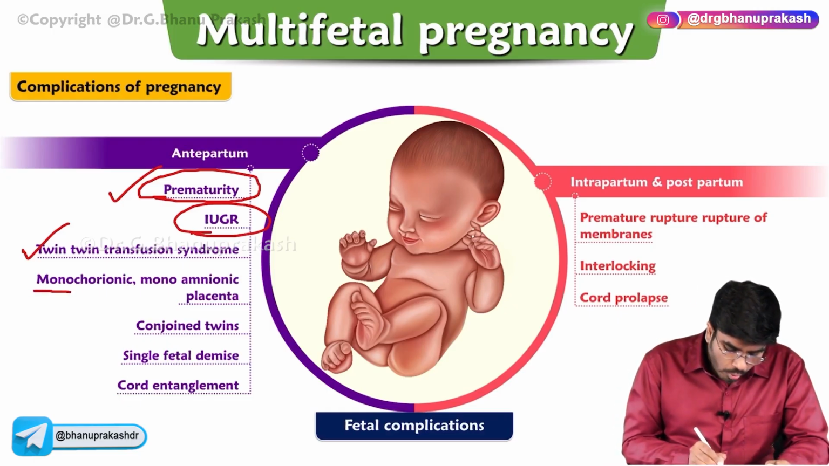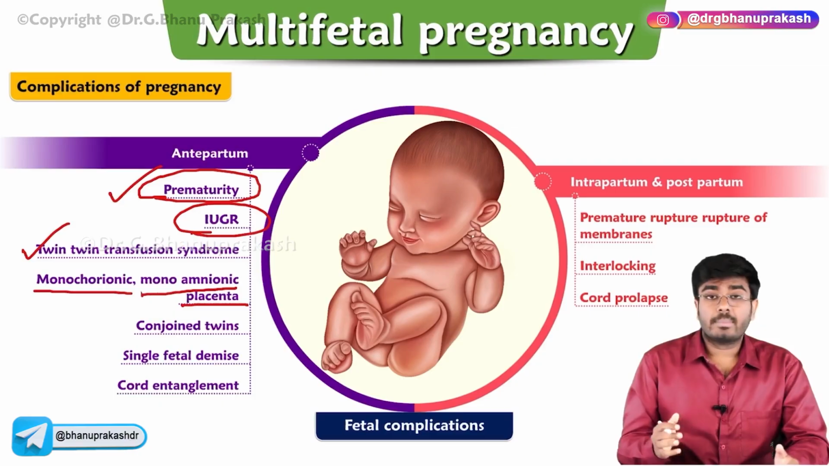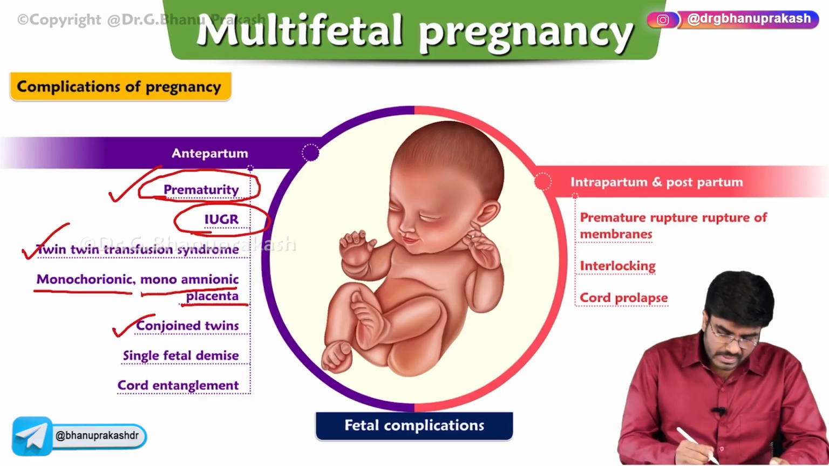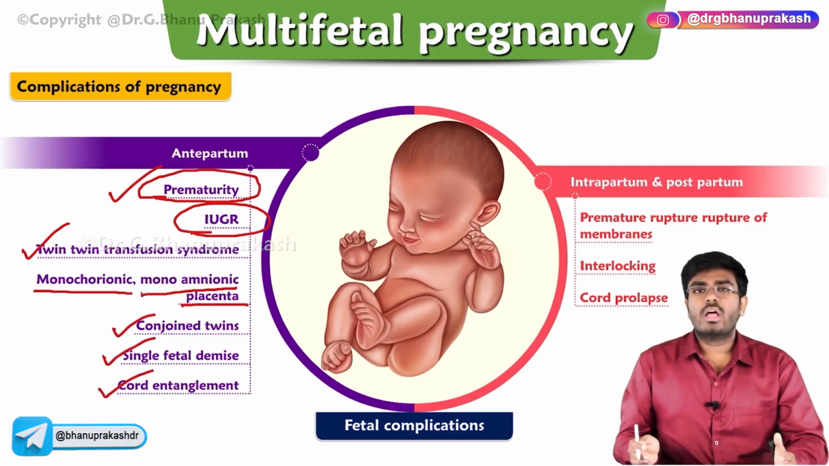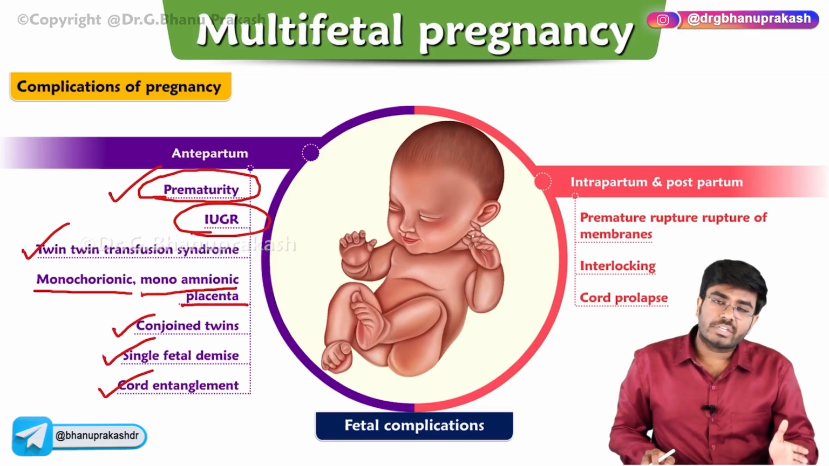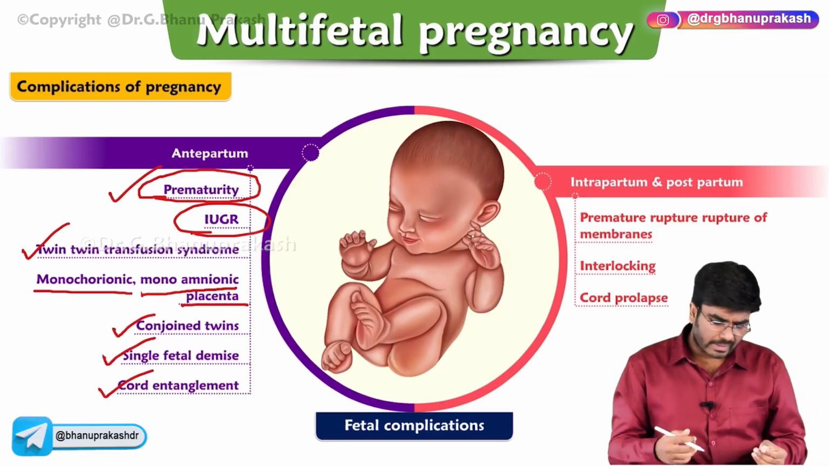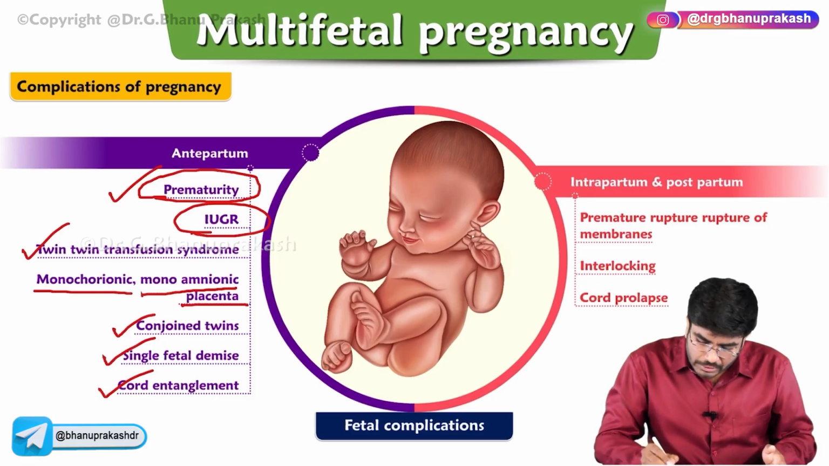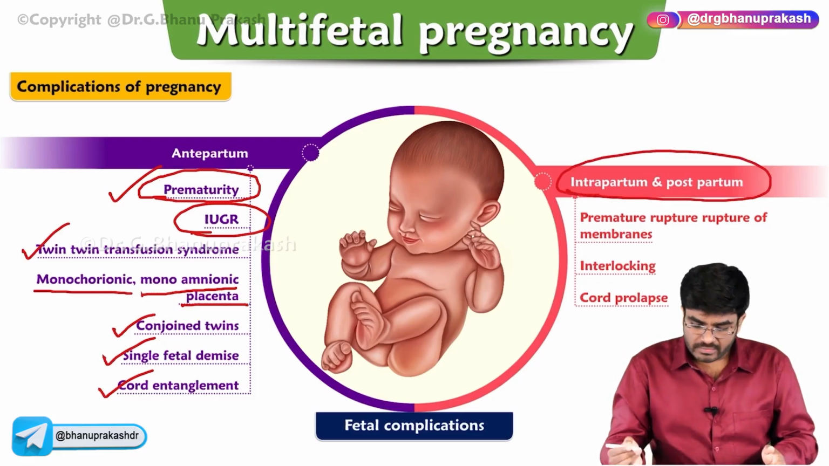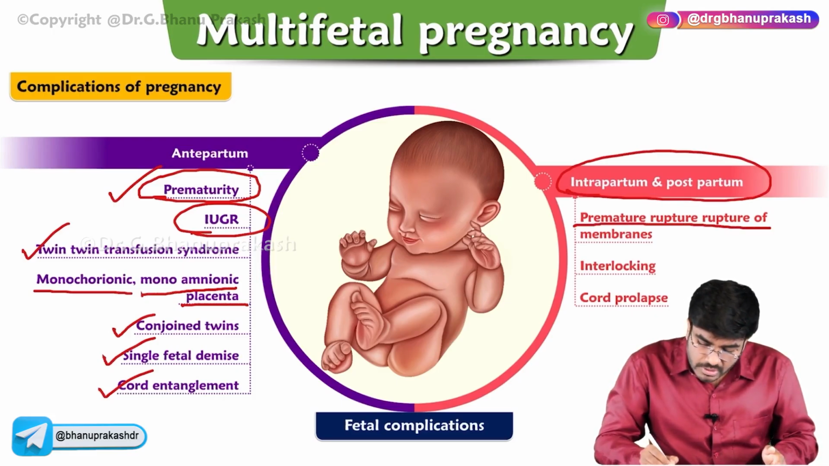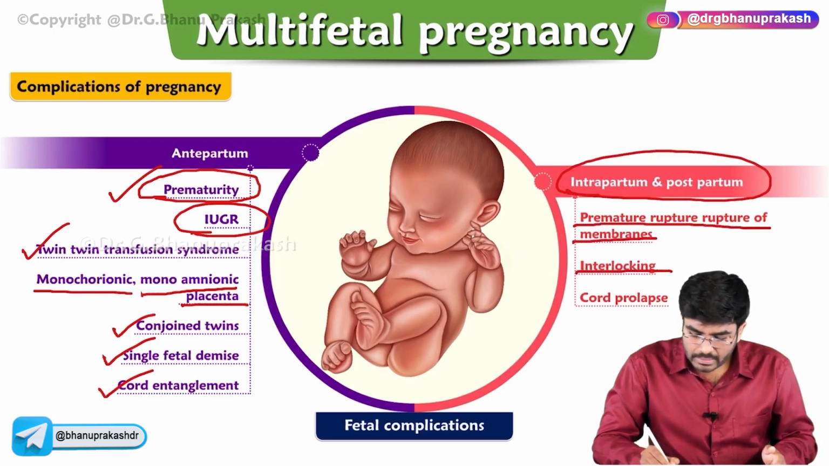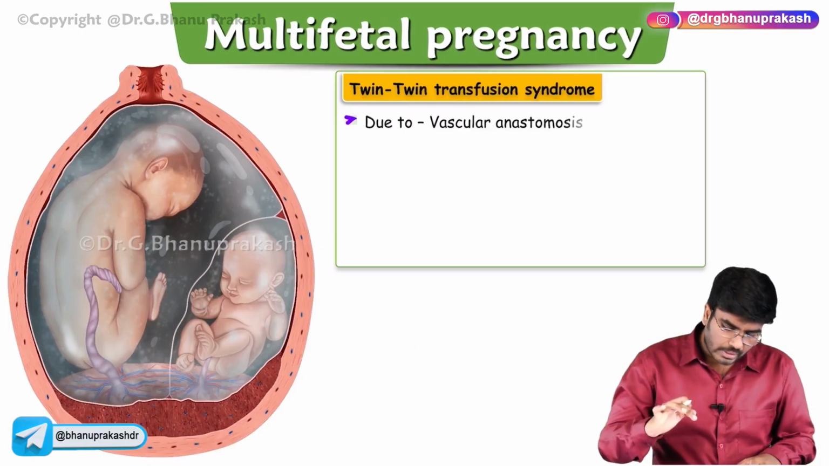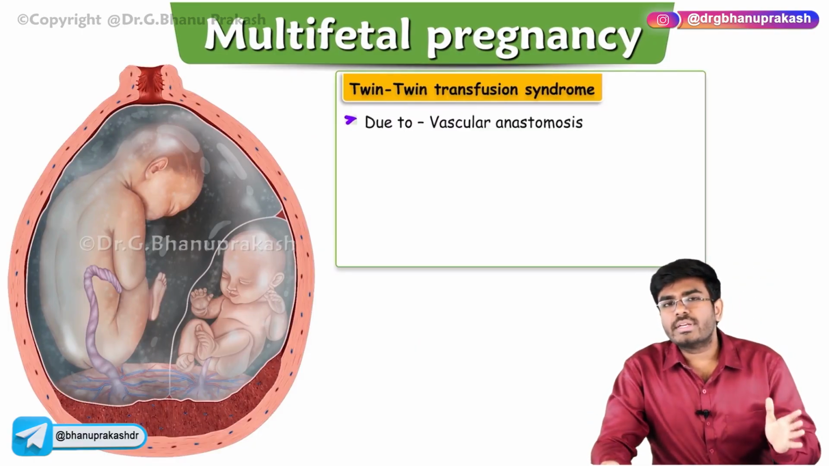Now, monoamniotic placentas can be seen. These are bad placentas, right? Yes. Conjoined twins can be a risk factor. Single fetal demise, cord entanglement, all of them are the antepartum complications seen with the fetus. But during delivery and after delivery, what are the risk factors? During delivery, there can be premature rupture of the membranes, interlocking of twins can happen, and cord prolapse can happen. Important MCQs.